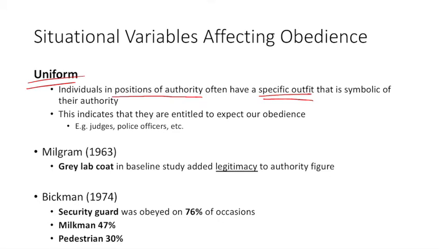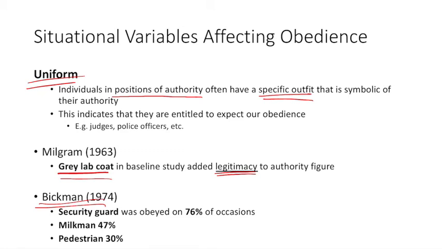So in Milgram's study, the experimenter who was giving the verbal prods was wearing a grey lab coat, and this added legitimacy to the authority figure. Suddenly, this is somebody who, through their uniform, is seen as somebody who should be obeyed. So this experiment was conducted by Bickman, who did a different study on obedience rates. It wasn't an exact replication of Milgram's research, but it was still investigating the influence of uniform on obedience to authority.